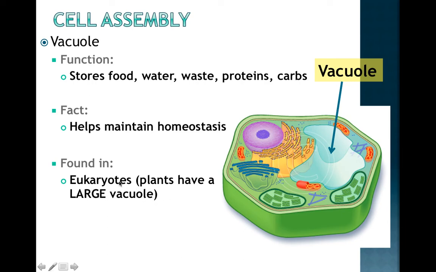It's going to be found in both plant and animal cells, but you do want to write down that plants have a single large vacuole, which is like this little swimming pool right here. Animal cells are going to have several small vacuoles. We don't have that giant vacuole right in the center.